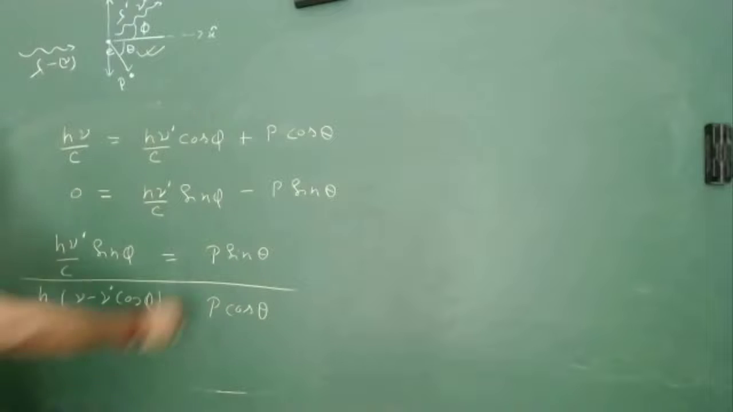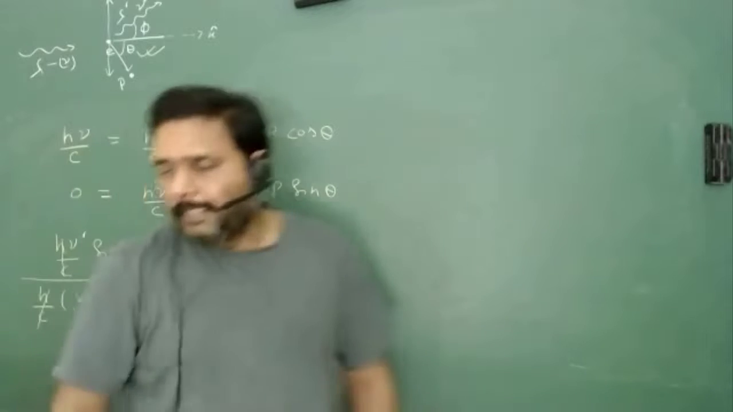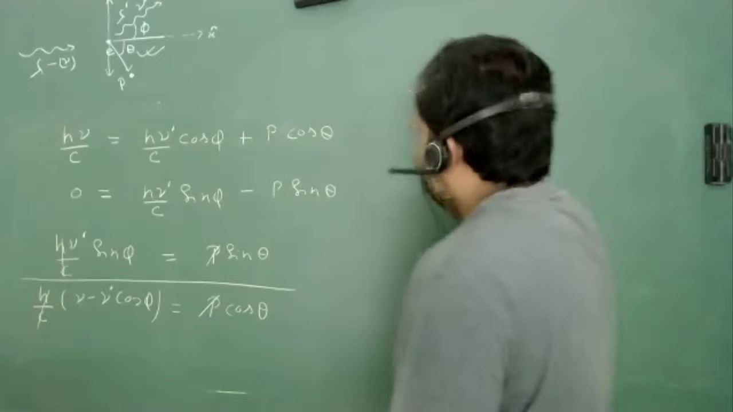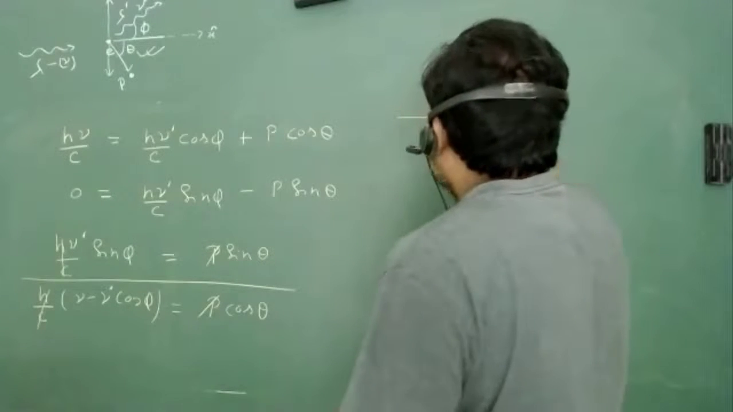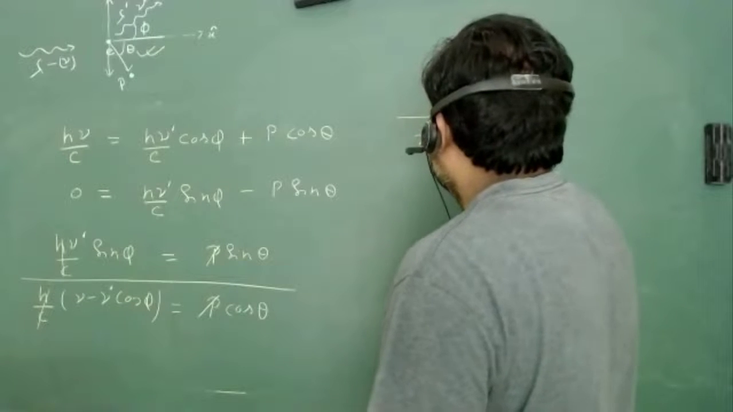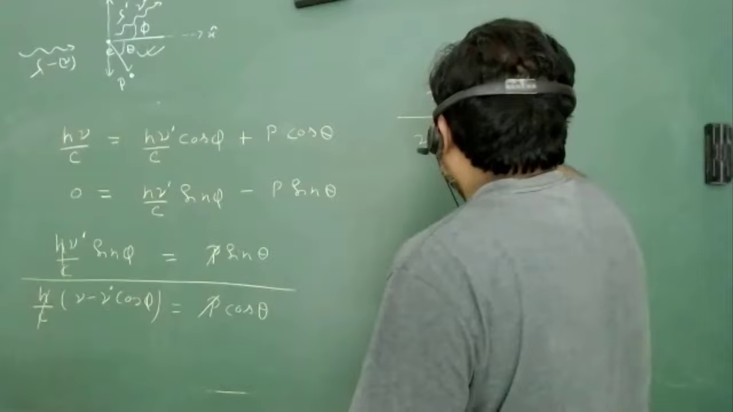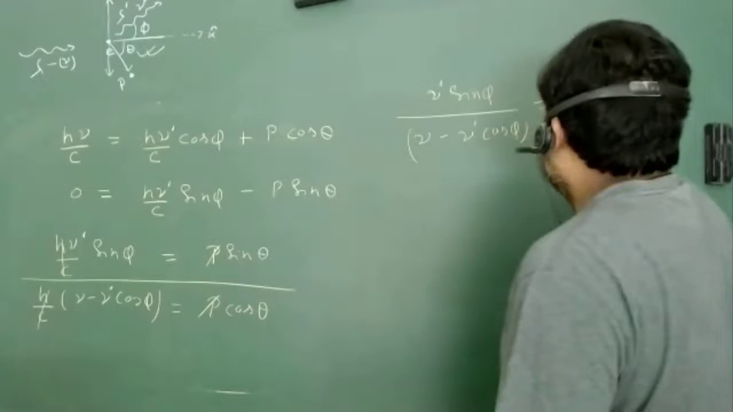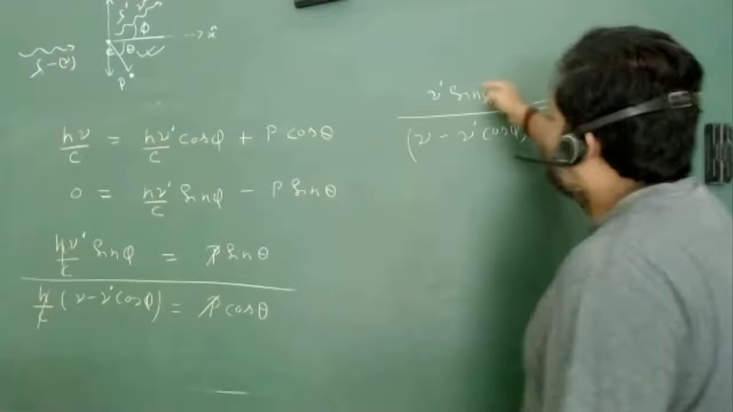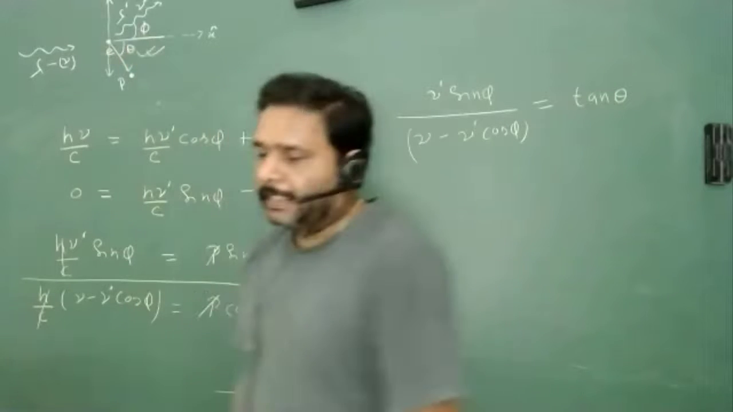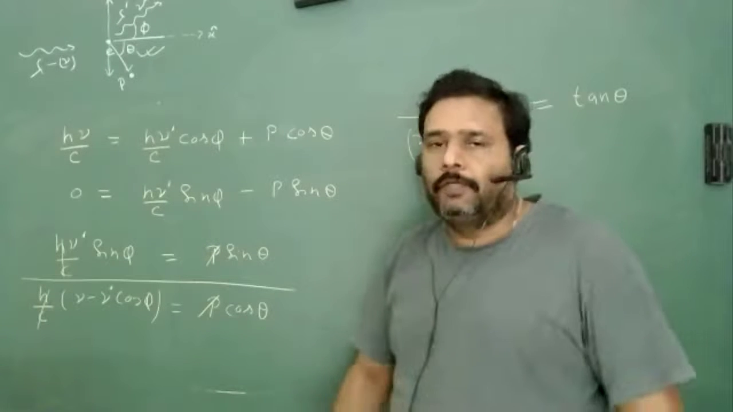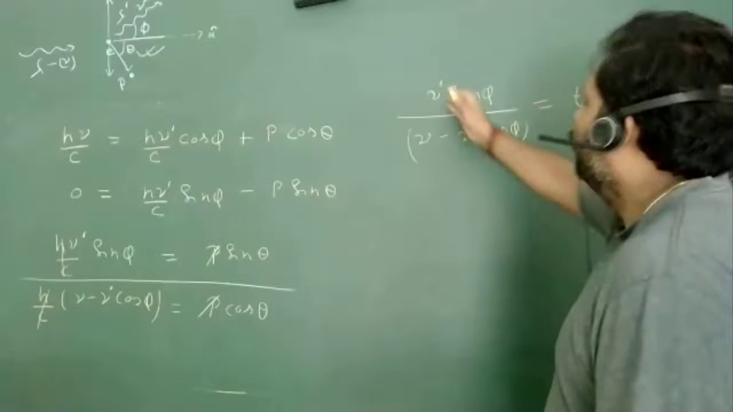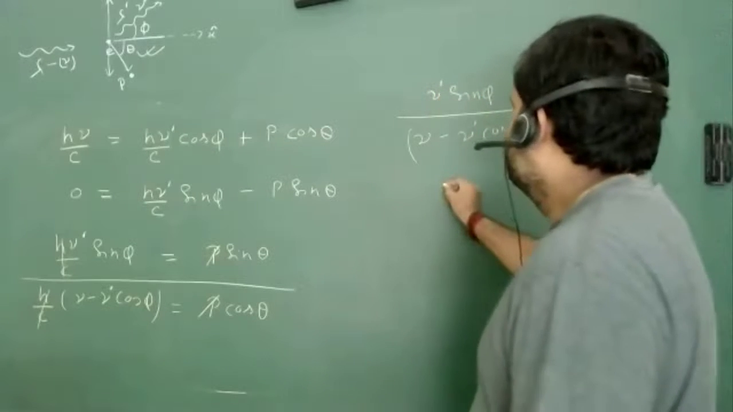So once you divide, the unknown quantity p cancels and h upon c also cancels. So what you can do is find that ν' sin φ by (ν − ν' cos φ) is equal to tan θ. So once you can find the scattering angle of the X-ray, you can also find the recoil angle of the electron.